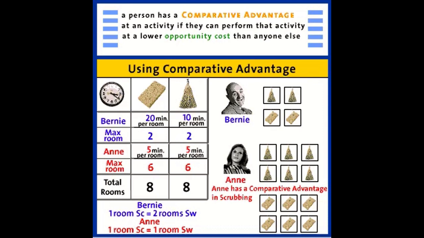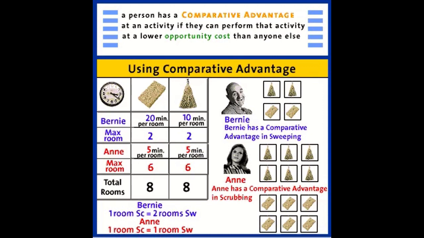Remember, when Bernie sweeps a room, he only gives up half a room worth of scrubbing. Anne gives up a whole room worth of scrubbing. So Bernie has a comparative advantage in sweeping, just as Anne has a comparative advantage in scrubbing. So let's have Bernie specialize according to his comparative advantage and see what happens. Well, first thing that happens is Bernie reallocates 20 minutes of time away from scrubbing and instead winds up sweeping 2 additional rooms.